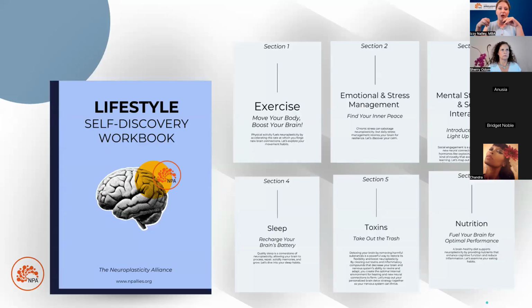In the lifestyle workbook, here's an overview of the different sections. Exercise, meaning move the body, which boosts the brain. Emotional and stress management, that inner peace. As we mentioned last week, there is a chemical component of emotions, and stress creates chemicals in the body that affect the brain. Then mental stimulation and social interaction, which both stimulate the brain. Then sleep, toxins, and nutrition.